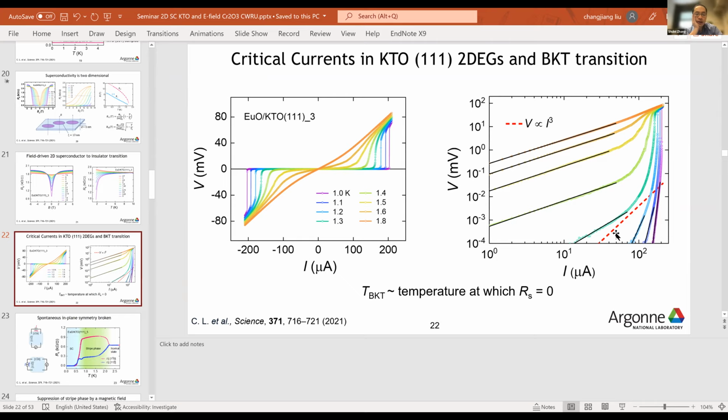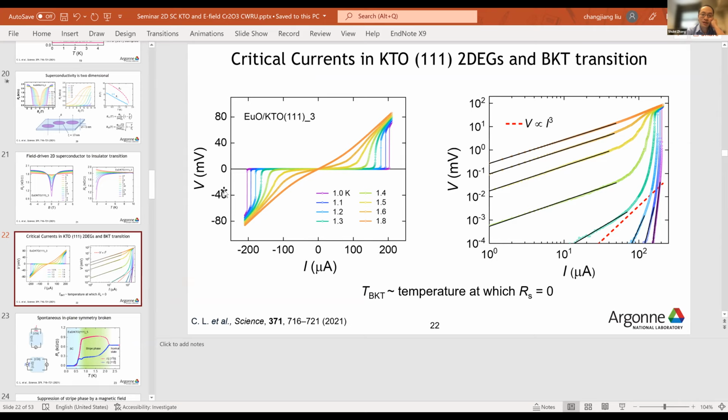Okay. So I have a question. You made a comparison at the beginning between the KTO system and the LAO-STO. The LAO-STO is known for superconductivity and also for magnetism. And based on some growth conditions, there is even coexistence of both superconductivity and magnetism. Do you see any sign of magnetism in the KTO system?